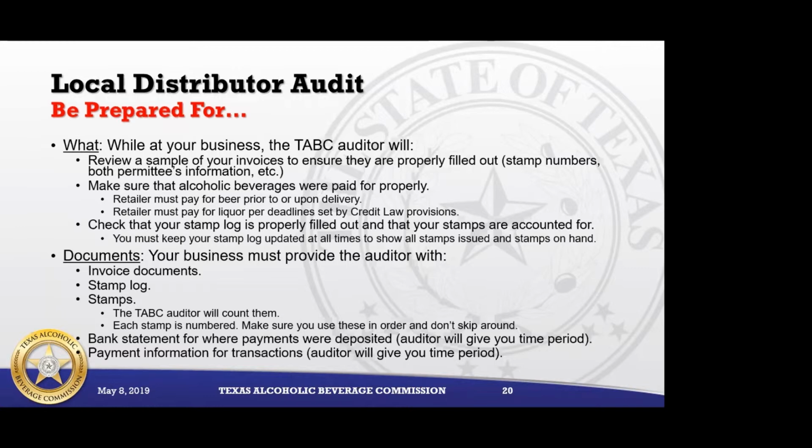Documents, your business must provide the auditor with invoice documents, the stamp log, and the stamps that you have on hand. The auditor will count them and make sure that the numbers are being followed, that you're not skipping around, that you are using them in order, and then verify those against your stamp log. They will also need to see bank statements for where payments were deposited, and the auditor will give you a time period while they're out there, and payment information for transactions. This is to verify that information once again for cash and credit law for beer payments or liquor payments.